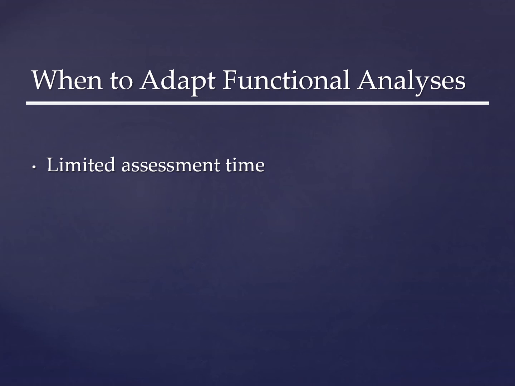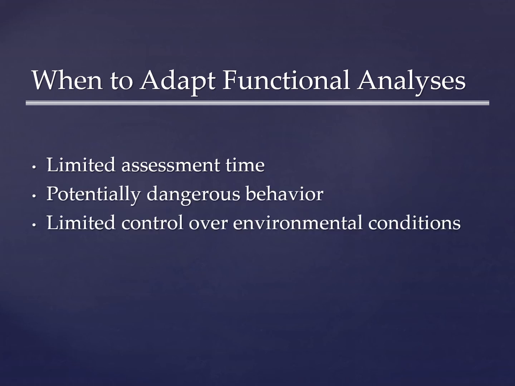In summary, these are the reasons why you might wish to adapt functional analysis methodology: limited assessment time, potentially dangerous behavior, limited control over environmental conditions, or undifferentiated results during your initial full functional analysis. In this module, we covered many ways in which you could accomplish this adaptation. During the next module, we'll talk about specific manipulations to the variables in each test condition of a functional analysis that you might make based on your hypotheses about the function of the behavior or the topography of the behavior.